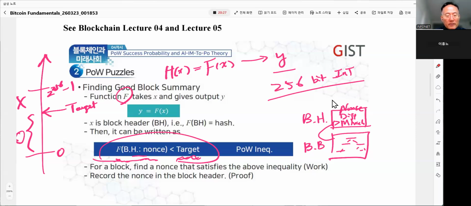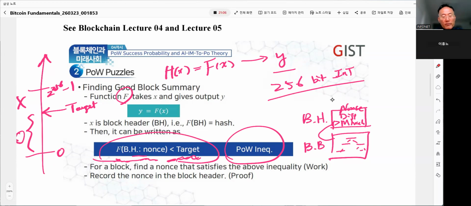Then you put it into the hash function again, because of avalanche effect, you get completely different output. Okay, and then you find out if this inequality is satisfied or not. If it is satisfied, then you hit the right block header. Then this equation is satisfied, then you found the proof of your work.